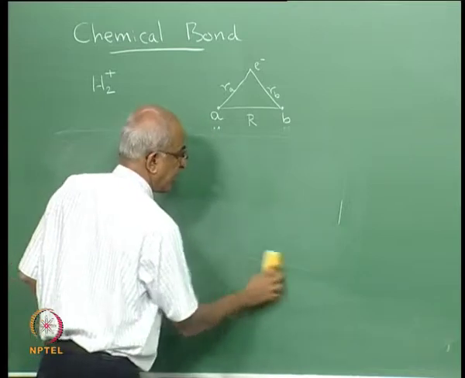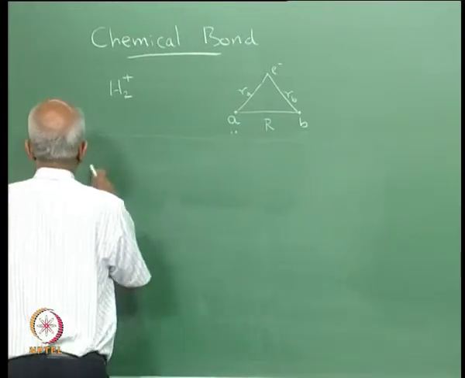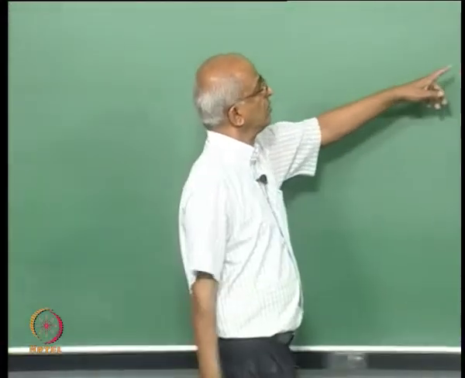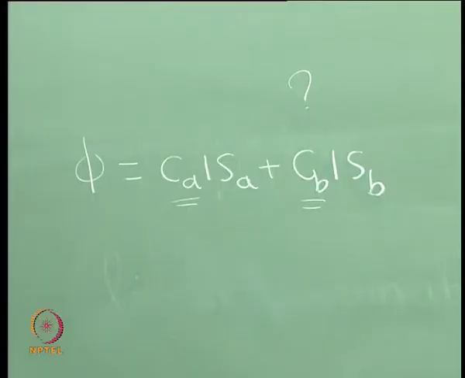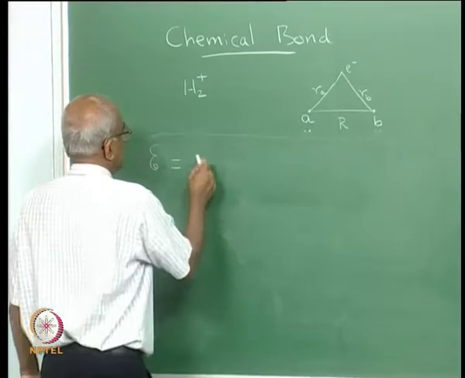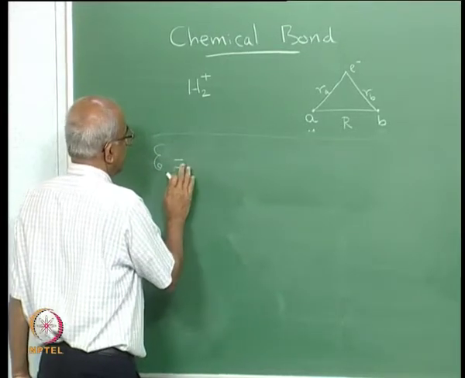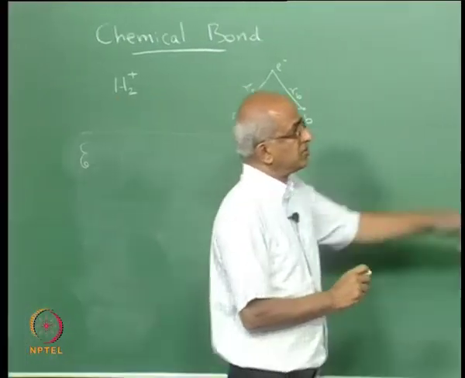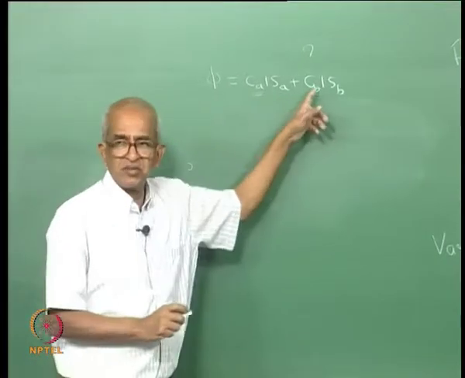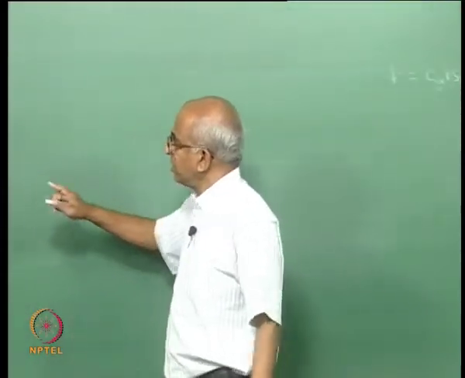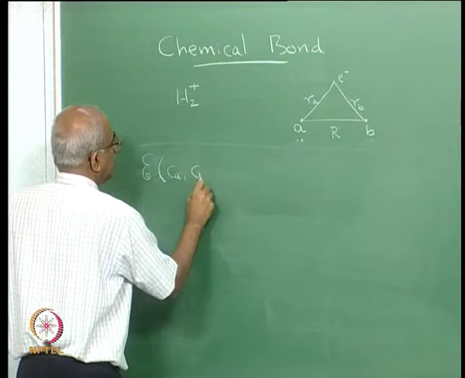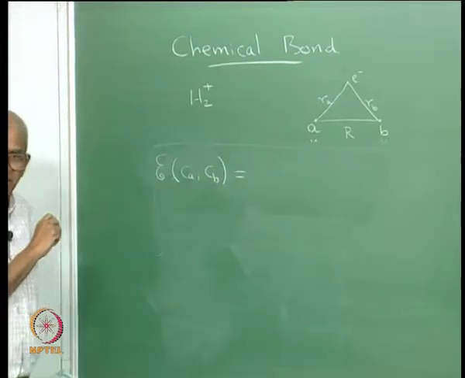What you will do is you will evaluate script E using this approximate function. Once you evaluate script E, it is going to depend upon Ca and Cb. See, if this is my trial function, the trial function depends upon Ca and Cb. So, naturally, when you evaluate script E, it is going to depend upon Ca and Cb. So, this script E is going to be a function of Ca and Cb, right, if you evaluate it.